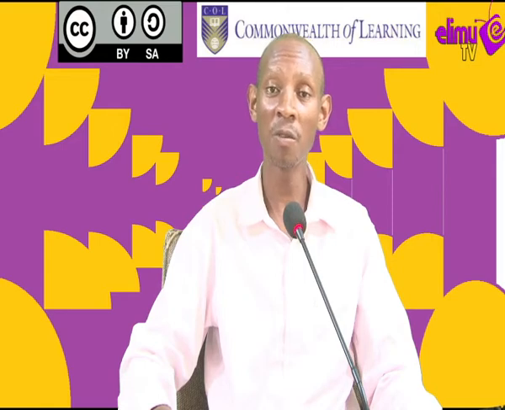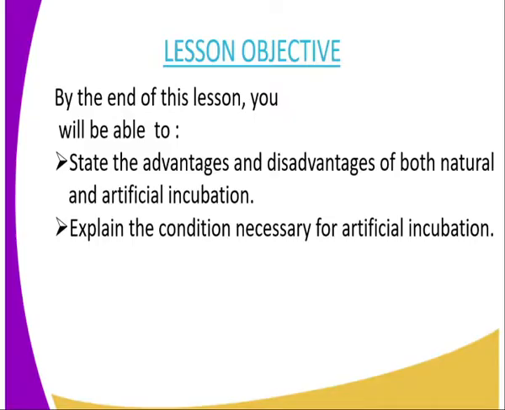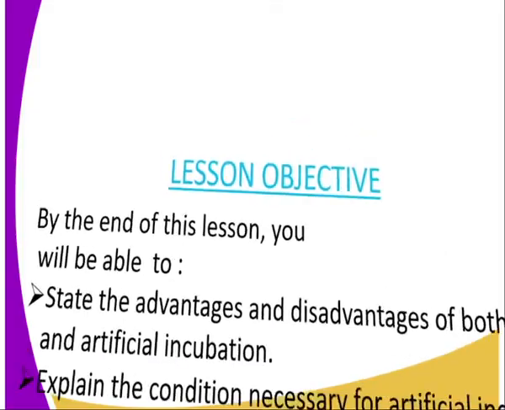Your tutor today is Mr. Wanyoike, an agriculture teacher, and in today's lesson we are in Form 4, lesson 4, and the topic is poultry production. We are on the subtopic incubation, although we started this subtopic in the previous lesson, and therefore it will be a continuation. To the lesson objectives: by the end of this lesson, you should be able to state the advantages and disadvantages of both natural and artificial incubation. And number 2, explain the conditions necessary for artificial incubation.